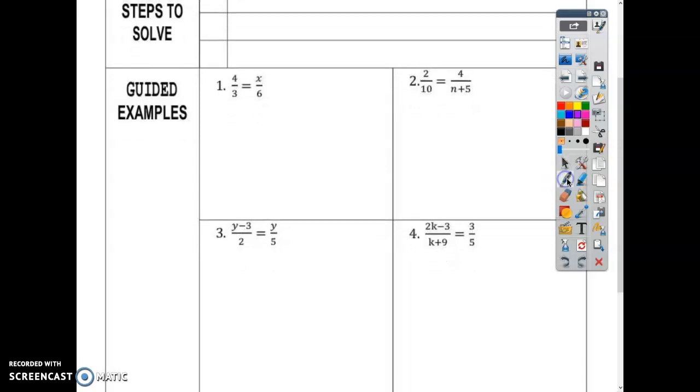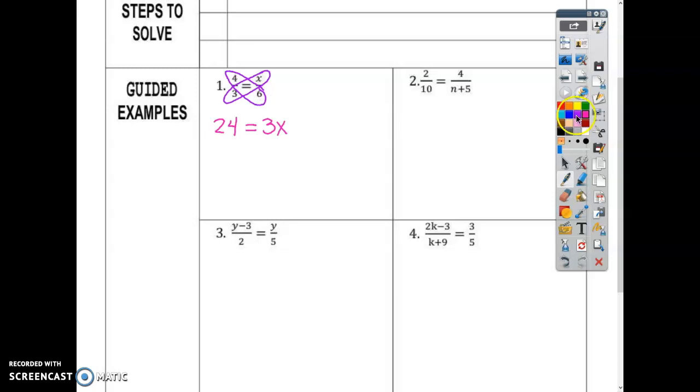Okay, but I don't know if you remember from middle school. This. Okay, this is cross multiply. So you're going to cross and multiply them. So I have 4 times 6 is 24 equals 3 times x is 3x. So once you cross them and multiply them, then you can solve.